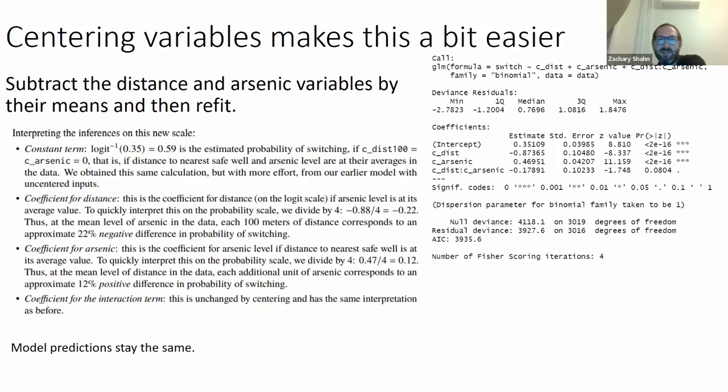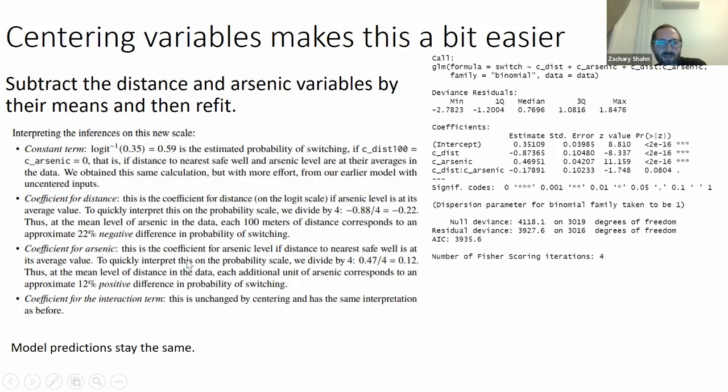Same, the coefficient for distance is on the logit scale. If arsenic is at its average value, meaning centered arsenic is 0, the coefficient for distance tells you the association between a unit change in distance and the probability of switching. Because when arsenic is at its mean, the interaction contributes nothing because centered arsenic is 0, and obviously the arsenic main effect contributes nothing as well. So again, you could divide by 4 to get negative 0.22, as we did before.